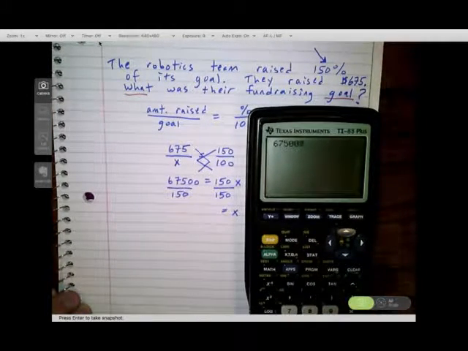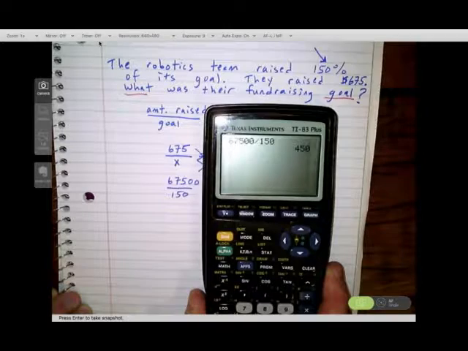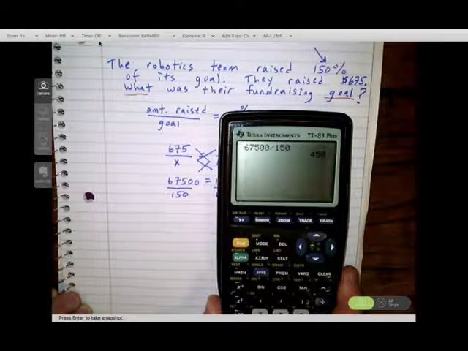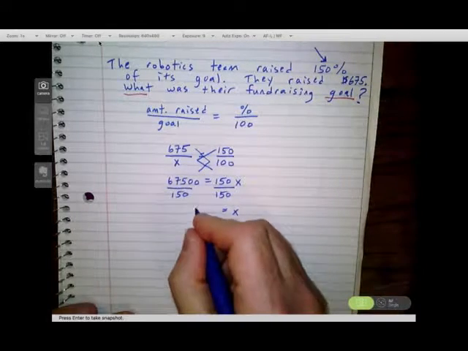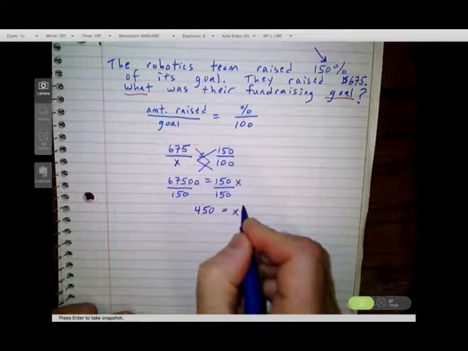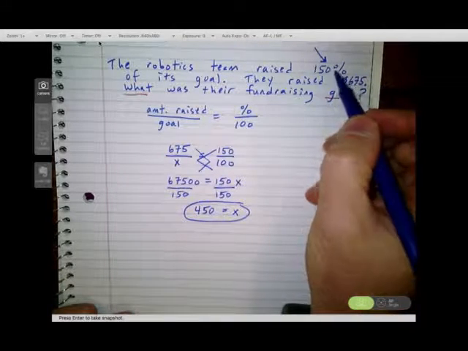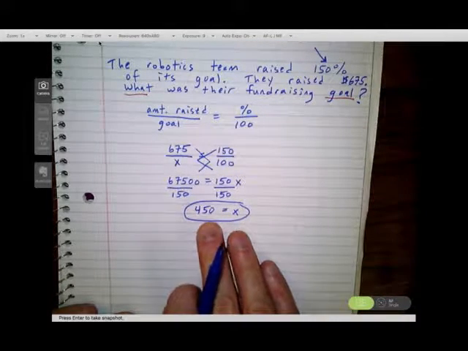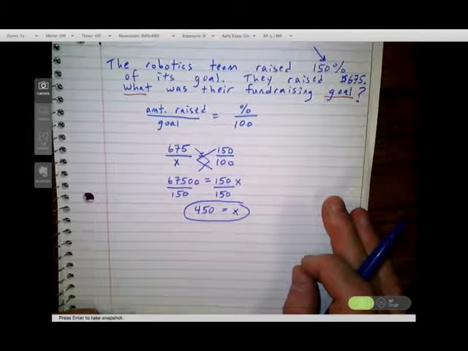67,500 divided by 150 is $450. Okay? 67,500 divided by 150 is 450. So that means their original fundraising goal was 450 bucks, but because they did more than 100%, they raised more than $450 and they raised 675 bucks.